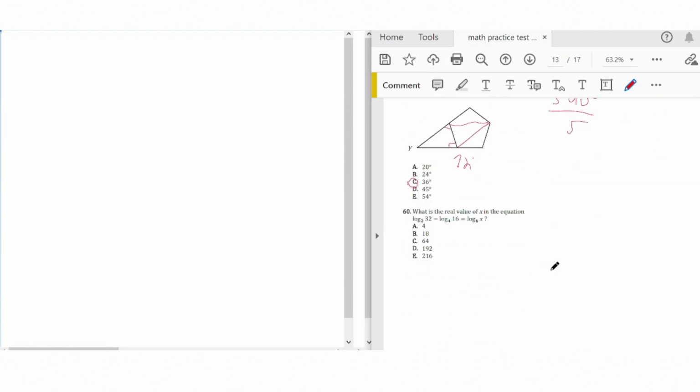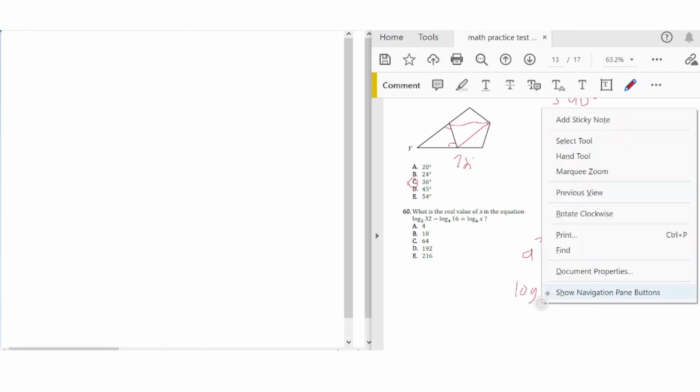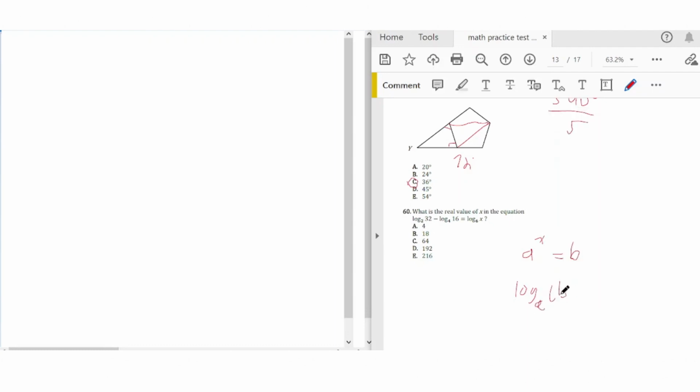And our final problem. What is the real value of x in the equation log base 2 of 32 minus log base 4 of 16 equals log base 6 of x? Okay, so remembering what a log is, let's say we have an exponent like this. Converting this to logarithm, we would have... Okay, so it might help us if we can convert these logarithms to exponents, essentially doing this, but in reverse.